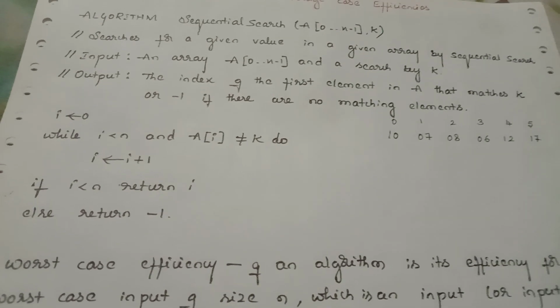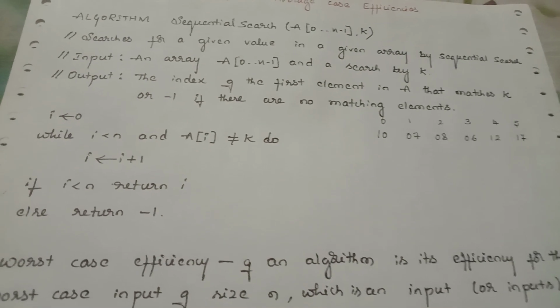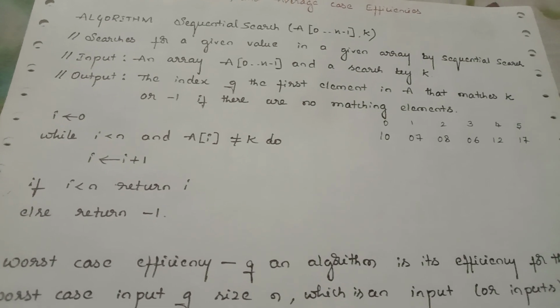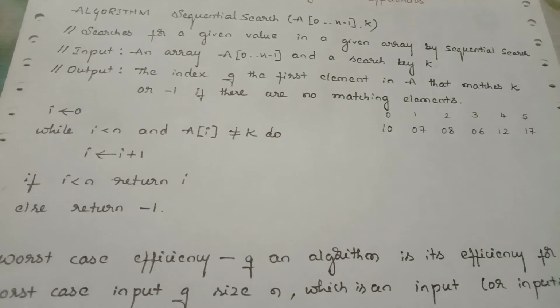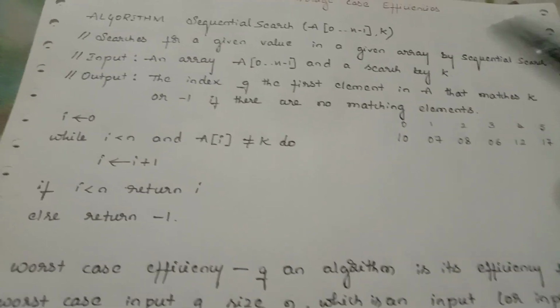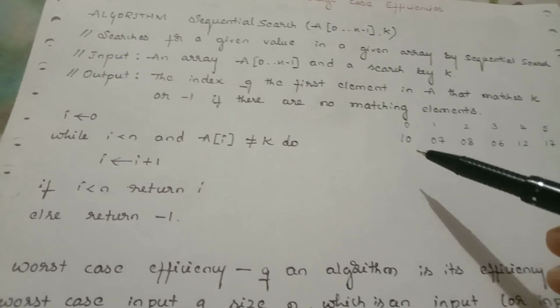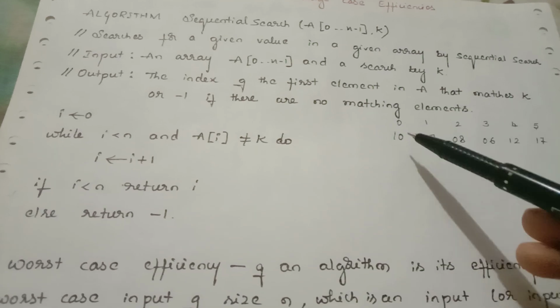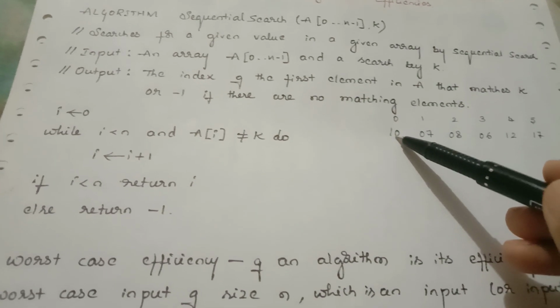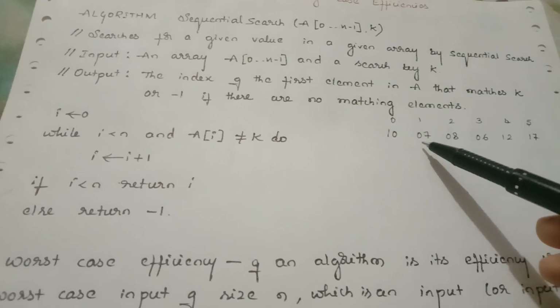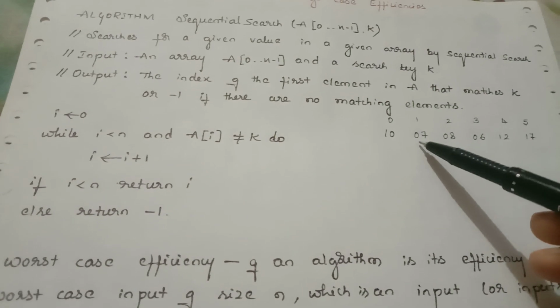For example, if I give the number 12 as a key element, we find that element in the given list with the sequential search approach. First I compare 12 with 10. No, it is not matching. So I move to the next element. I compare 12 with 7.